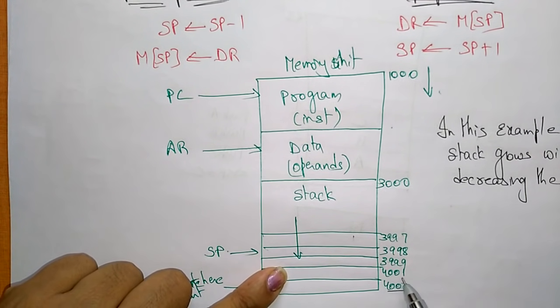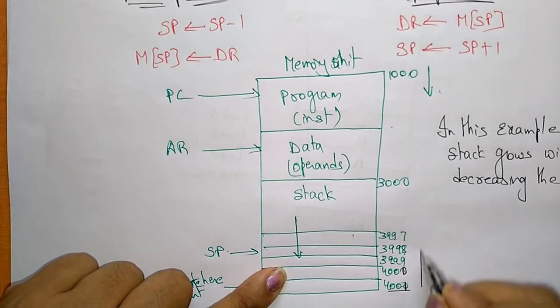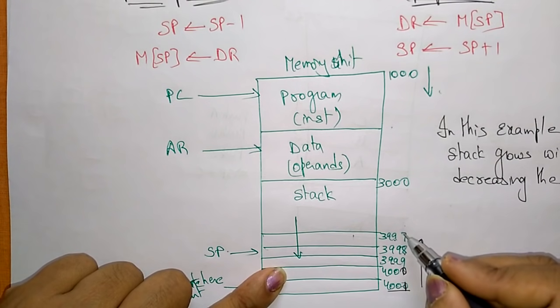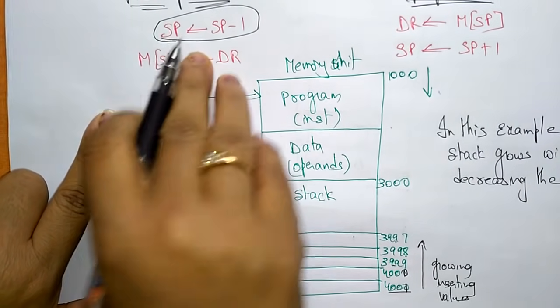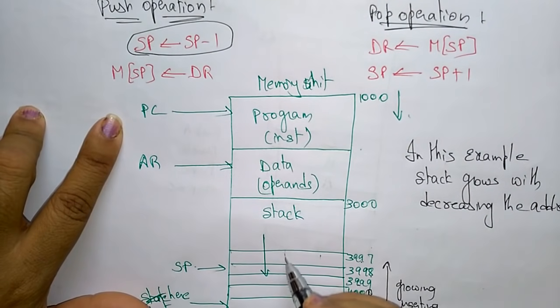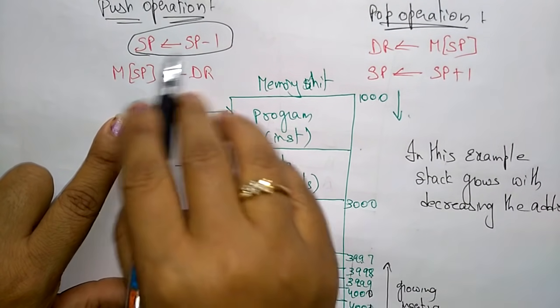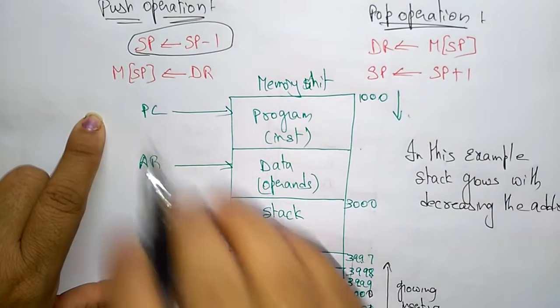This is 4001, 4000, 3999, 3998, 3997. Whenever the stack grows, meaning values are inserted, the address decreases. That is why we decrement the stack pointer. In the push operation, whenever you push data, the stack pointer is decremented automatically. So first you make stack pointer minus 1 and place the data register value on the top of the stack.